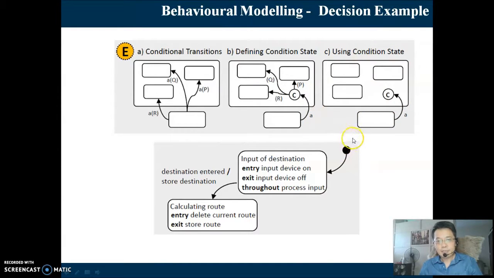Now let's look at this example of a GPS system. This is a starting state. Input, when the user inputs a destination, these are the actions. When this state is being entered, the input device will be turned on. When this state is being exited, that means it's moving to another state, then the input device will be turned off. And throughout the whole period of that state being active, it will process the input. Yeah, so these are the properties that enrich the state with some actions.